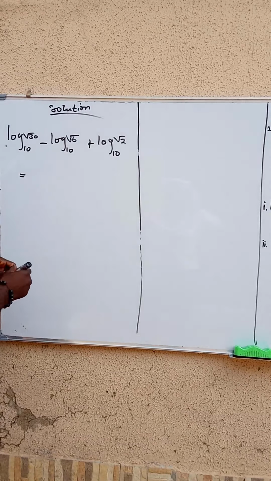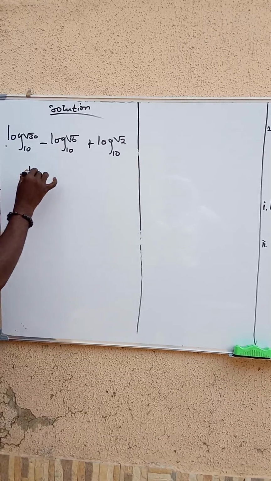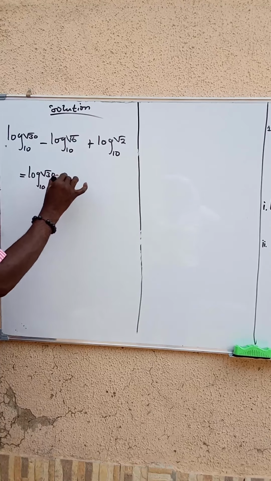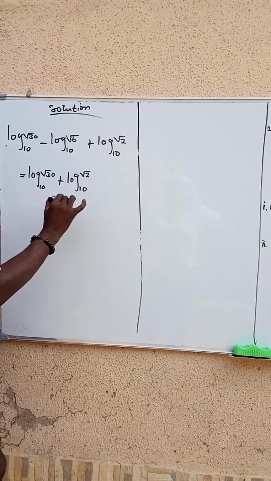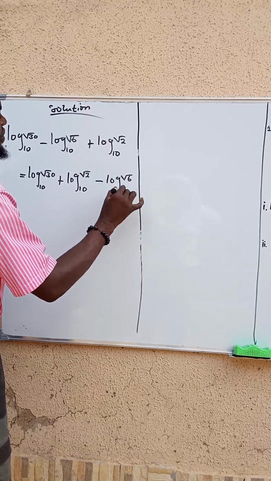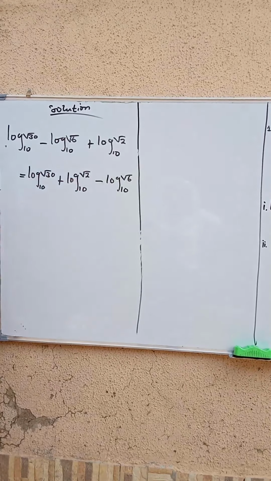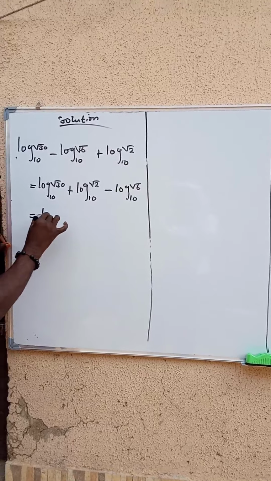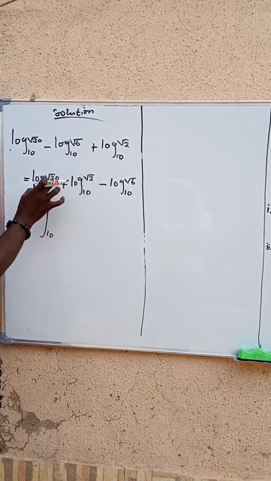According to the law of logarithm, I have to bring it like this. Log root 30 base 10 plus log root 2 base 10 minus log root 6 base 10. I've started solving it. I brought this one to this place. I carried this one to this place. I've not changed anything there. This is the same thing as what? Log base 10.